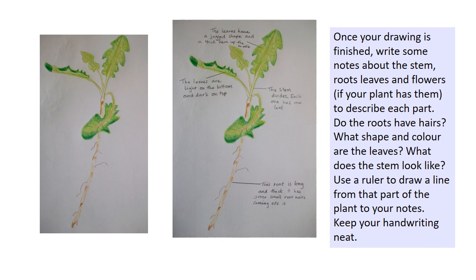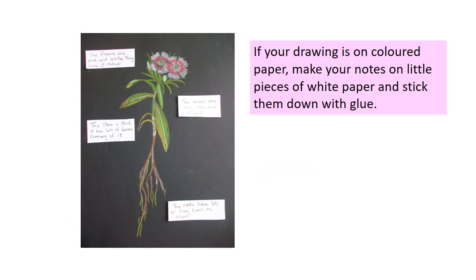And use a ruler to draw a really neat line from the part of the plant that your notes are about to your actual note, and try and keep your handwriting really neat because we don't want to spoil your beautiful drawings that you're going to have done. So if you've chosen to use a different colour of paper, your pencil might not be able to write very easily on it. So the best thing to do is to write your notes onto pieces of white paper, cut them out, and then stick them down with glue just so they're really clear.